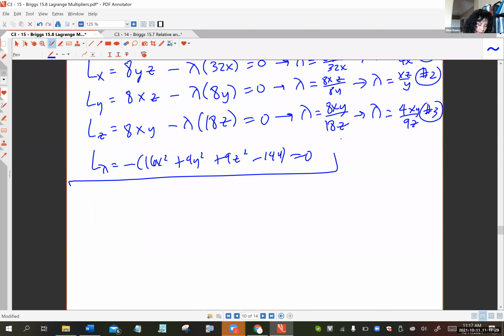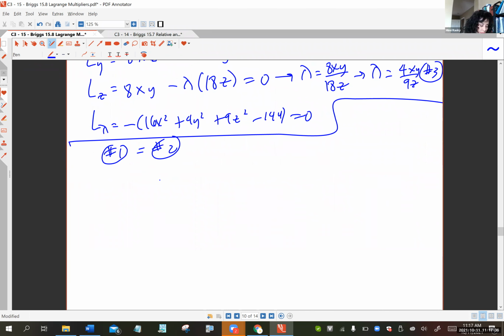Okay. Let's set number 1 lambda equal to number 2. Lambda has to be equal to itself. Lambda has to equal lambda. So yz over 4x had better be equal to xz over y. Be careful, this is a little tricky. You think it's going to look like the other ones? No, that's why I put it in my lecture notes. It's going to be different.